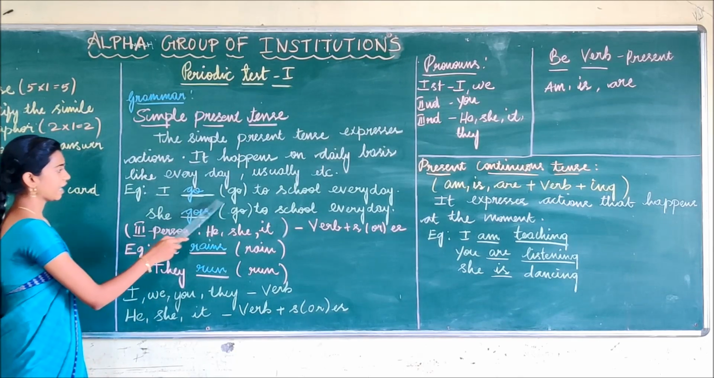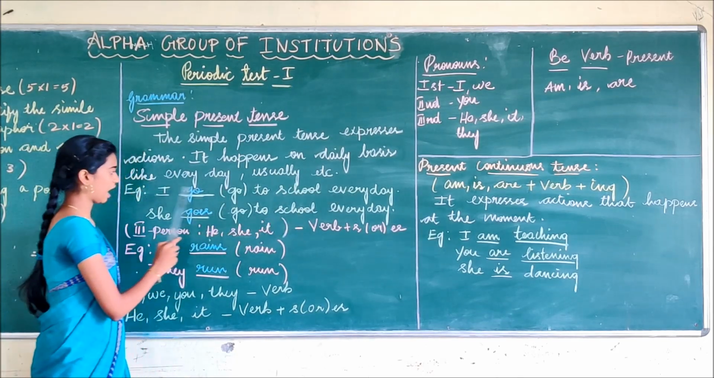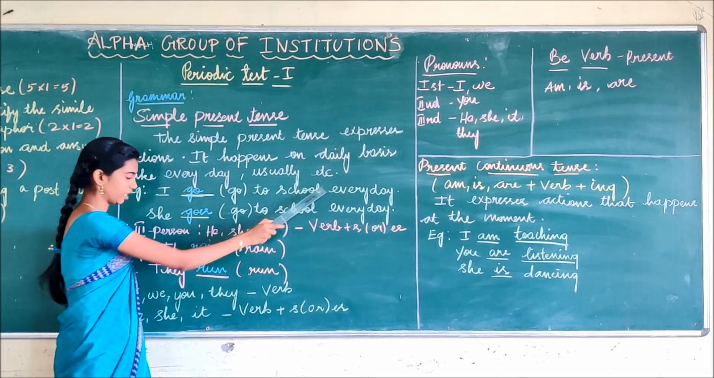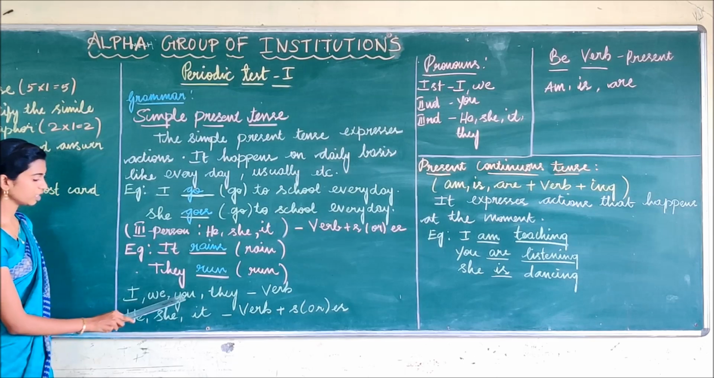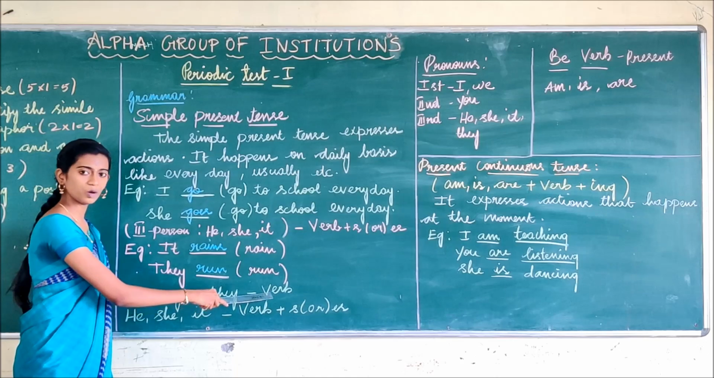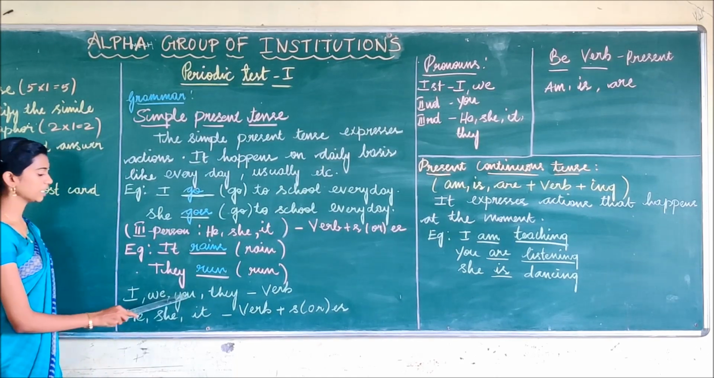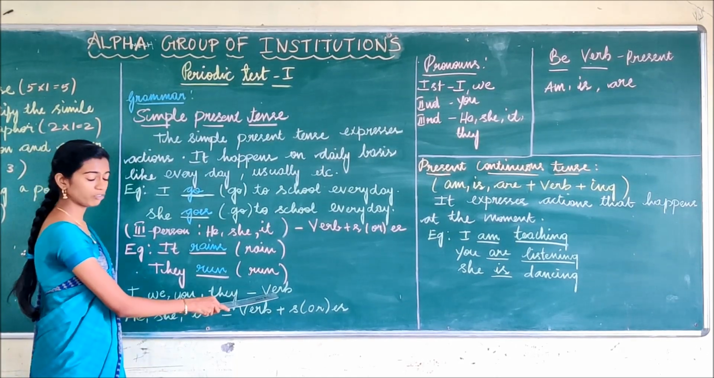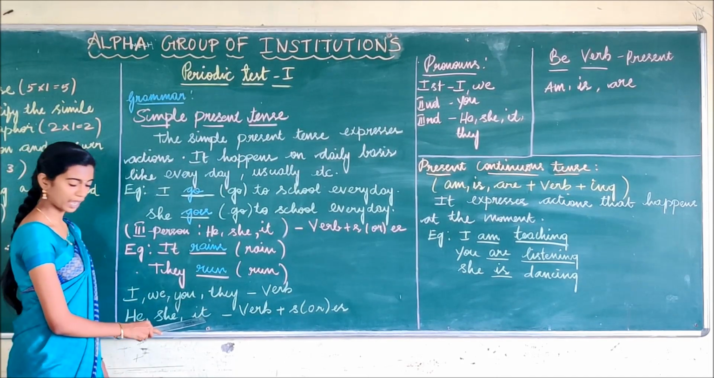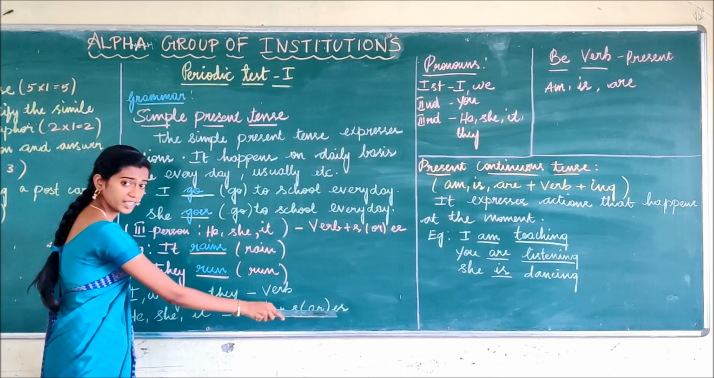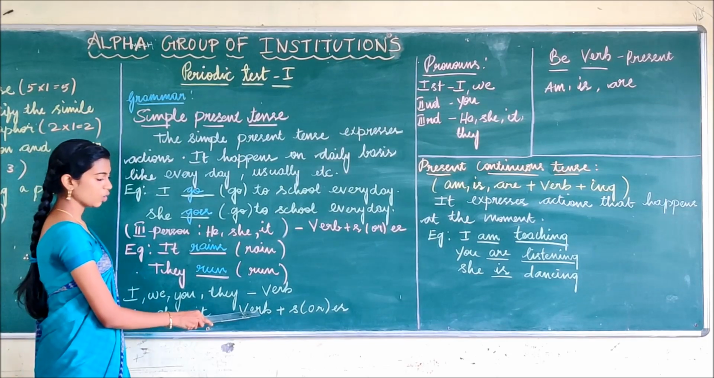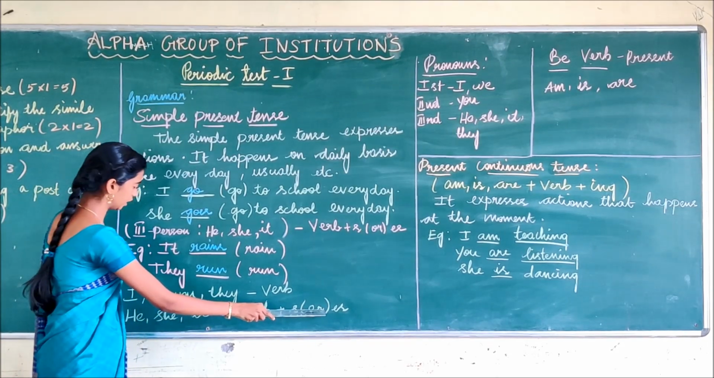So I dash go to school every day. I go to school every day. See here. I, we, you, they. For these pronouns, you have to write only the verb. He, she, it. You have to write verb plus s or es.